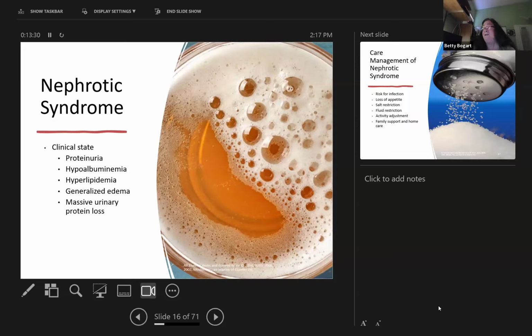So what are you going to see? Protein's going to be in the urine. Where else is protein in the body? It's in the blood, right? Albumin is protein. So you're going to have low albumin in your blood. It also causes hyperlipidemia. And this one is generalized edema. That's what nephrotic syndrome is. You'll see puffiness all over the place, and you're going to see proteinuria, 4 plus.